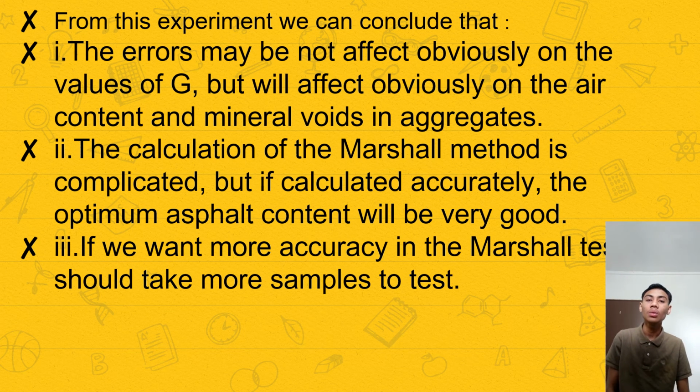From this experiment, we can conclude that the errors may not affect the values of G obviously, but will affect obviously the air content and voids in mineral aggregates. Second, the calculation of the Marshall method is complicated, but if calculated accurately, the optimal asphalt content will be very good. If we want more accuracy in the Marshall test, we should take more samples to test.